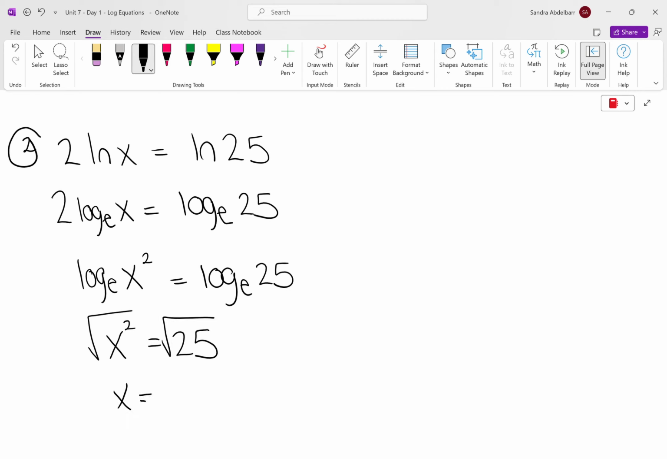Can we solve this? We sure can. To undo a square, we take the square root. What's the square root of 25? Only 5? Plus or minus 5. But can an argument ever be negative? No, and isn't this saying log base e of x? Well, can x be negative 5? Is that possible? No. So we're going to reject the negative. So x will just equal 5.